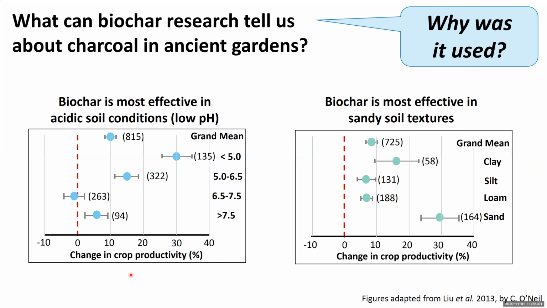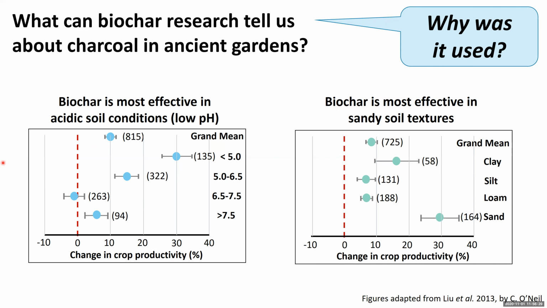The horizontal axis on both graphs shows the percent change in crop productivity relative to the control treatment used in an individual study. So the dashed red line here shows the 0% change. So 0% change would mean there was no difference in crop productivity for crops grown in biochar amended areas compared to areas with no biochar added.